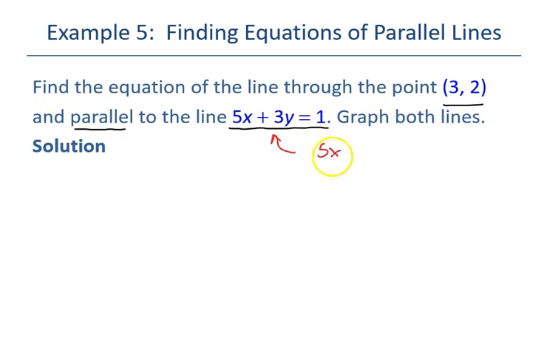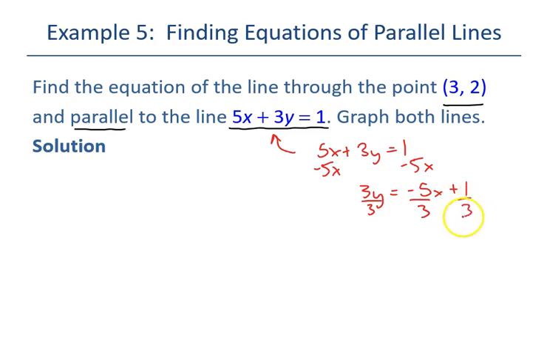So let's do 5x + 3y = 1. Let's subtract 5x from both sides. That's going to give me 3y = -5x + 1. I'm going to divide everything by 3, and I'm going to get y = -5/3 x + 1/3. Don't forget my x there. I just found the slope of this line.